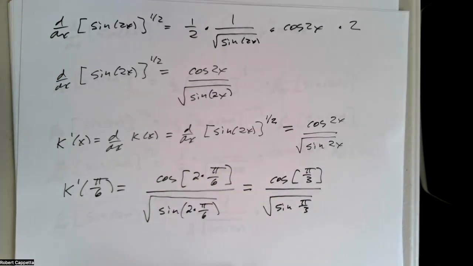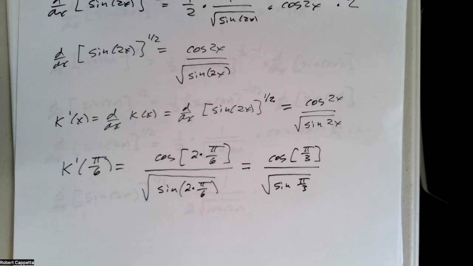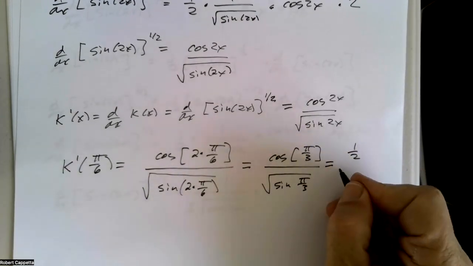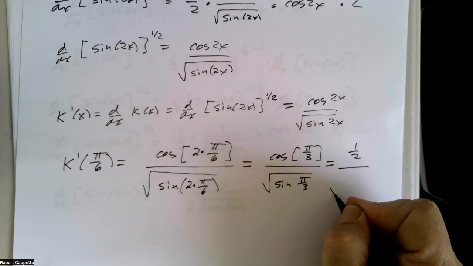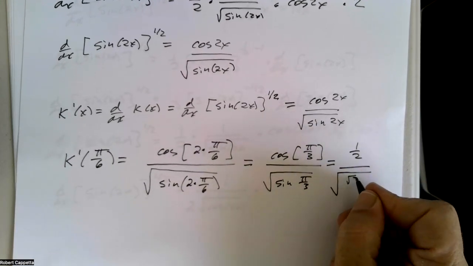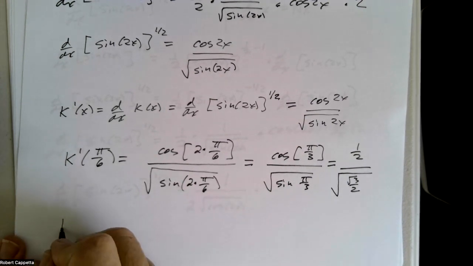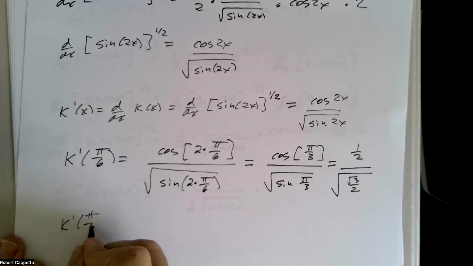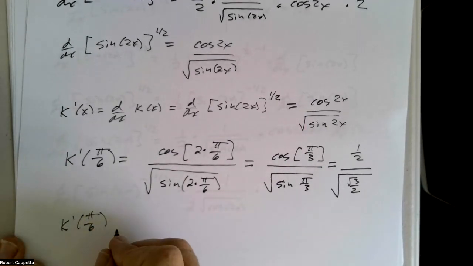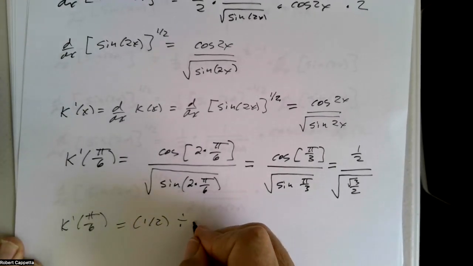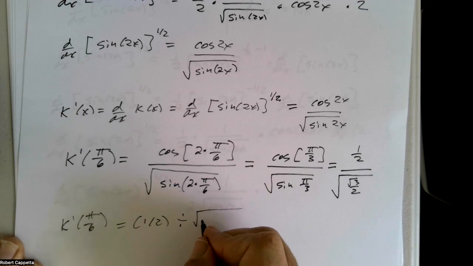And you certainly could grab a calculator now to see what the approximation is, but I'm going to take it one extra step. Cosine of pi over 3 is sine of pi over 6, which is a half, divided by the square root. Sine of pi over 3 is root 3 over 2. So what do I have for k prime of pi over 6? Again, we thought it was about 0.54. So k prime of pi over 6 is 1/2 divided by the square root of the square root of 3 over 2.